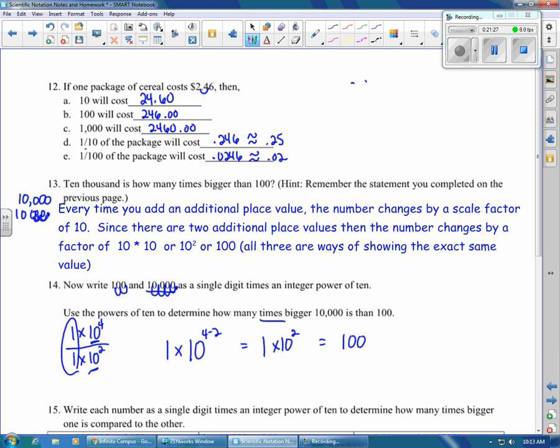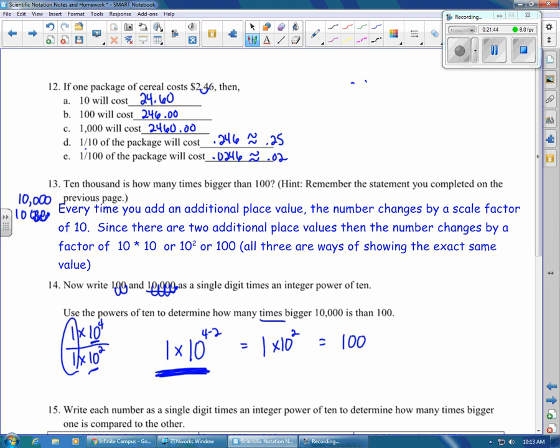Now, why would I make you do this twice? Because I'm showing you different ways of presenting the same problem. We are starting to learn about scientific notation, which is where everything is presented kind of in this format. A digit times a power of 10.